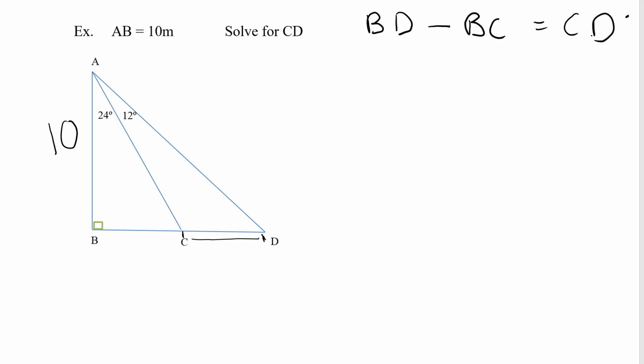So here's all my planning stages. What's going on? How do I get BD? How do I get BC? I'll subtract them, final answer. So which one do you want to figure out first here? Let's go with BD.